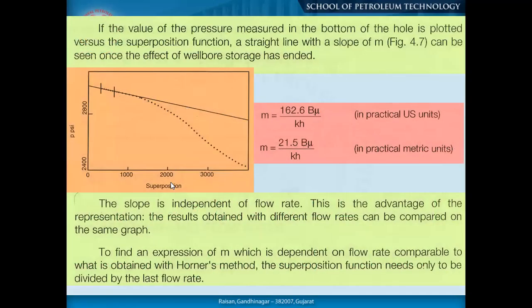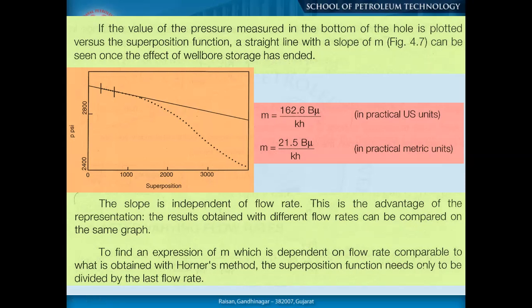So on the x-axis you don't have plain time here, but either your Horner time or the normal delta T, where you have a superposition time. If the values of the present pressure measured in the bottom hole are plotted versus the superposition function, a straight line of slope m can be seen once the effect of wellbore storage has ended. This is the very simple procedure people initially used to get the straight line domain. The slope is independent of the flow rate. This is the advantage of the representation. The results obtained with different flow rates can be compared on the same graph.